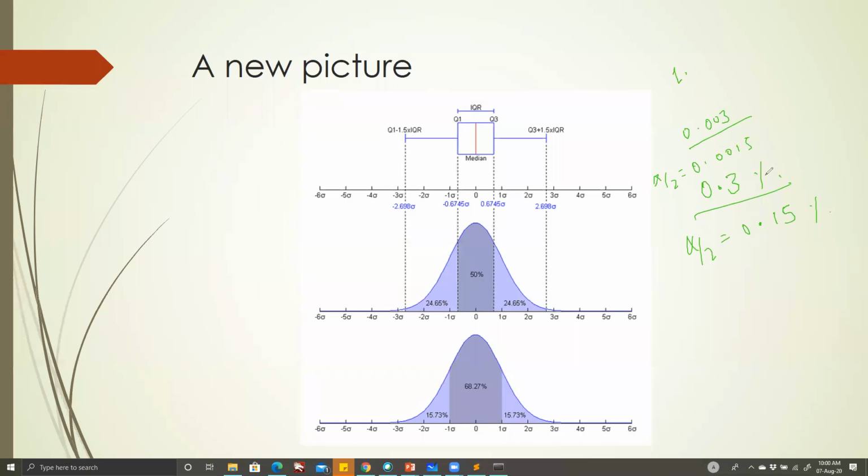Even if you take 0.3%, you have to understand, because if it's a two-tail problem, there is some area in the positive direction and then some area left out in the negative direction. Considering both sides are symmetrical from the mean, you have to take alpha by 2. Imagine this area is alpha by 2, which is outside 3 sigma, and this area is also alpha by 2. So this area is nothing but 0.15%.